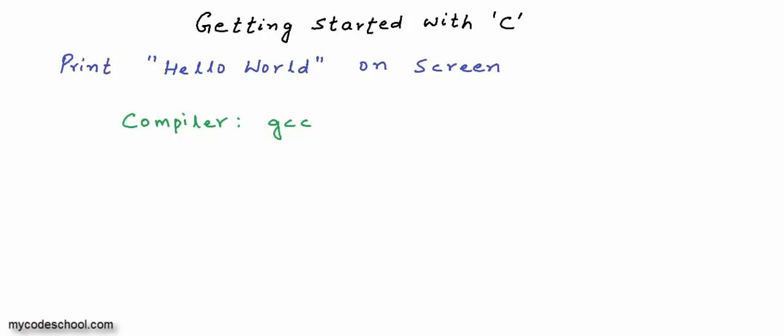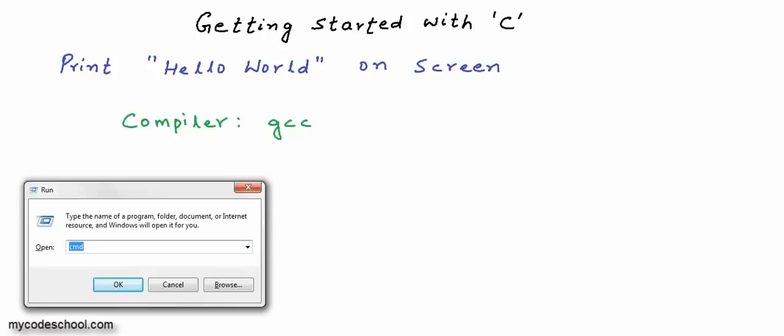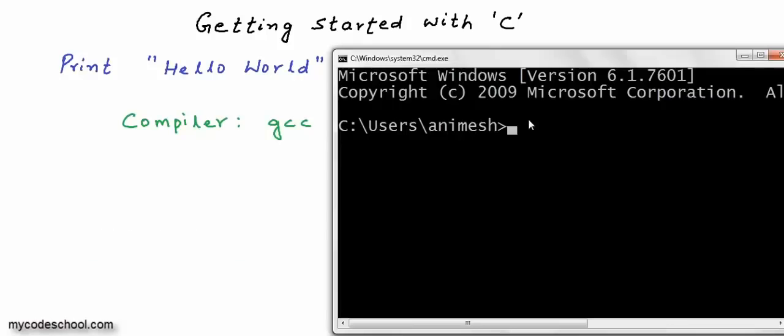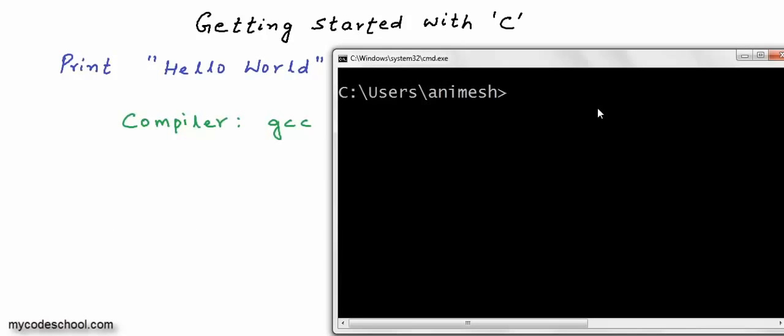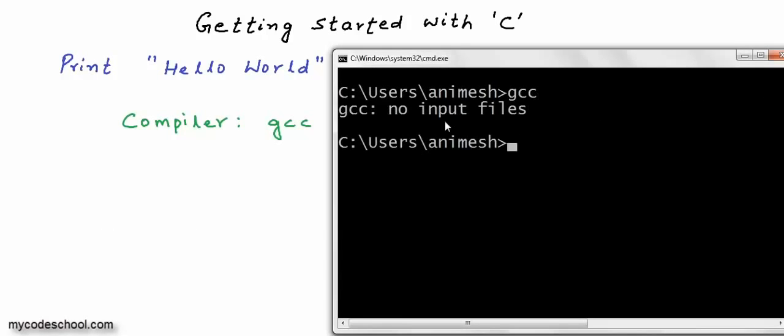To compile using GCC, I first need to open the command prompt in Windows. Press Windows plus R key to open the run dialog, type in cmd and then click OK. Command prompt will open for you. Type in gcc and press enter. If you get a message like gcc: no input files, then GCC is configured for you. If you get a message like command not recognized, GCC is not correctly configured.